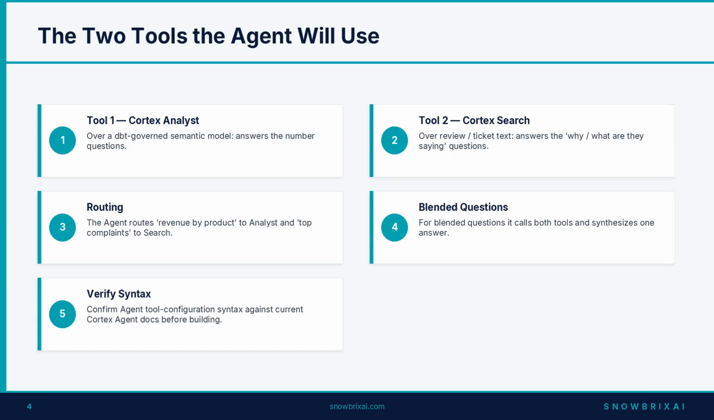Think of it as the part 1 app's brain, generalized. Meet the two tools the agent will lean on. Tool 1, Cortex Analyst over the dbt semantic model. It answers the number questions. Tool 2, Cortex Search over review and ticket text. It answers the why, the what are they saying. So routing is simple. Revenue by product goes to Analyst, top complaints goes to Search, and a blended question calls both, then synthesizes one answer. One note on screen: confirm the agent tool configuration syntax against the current docs before you build.